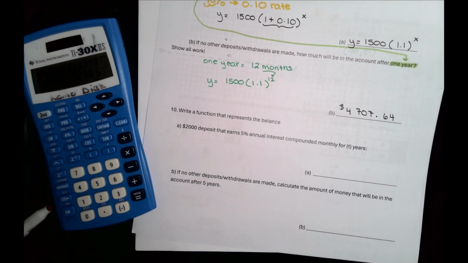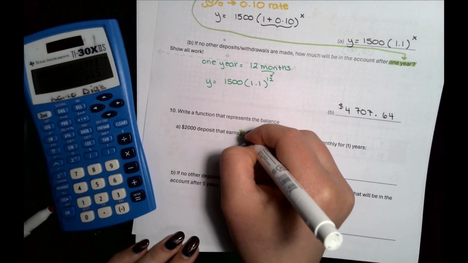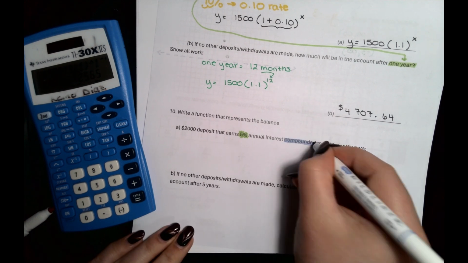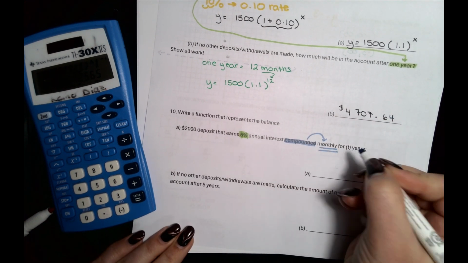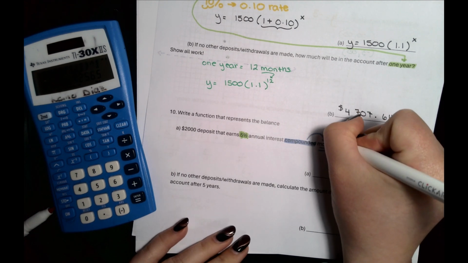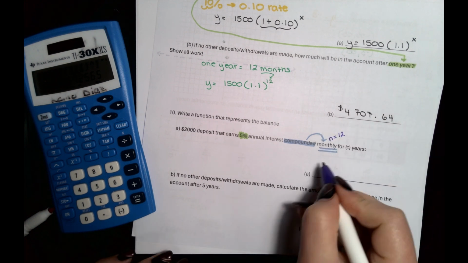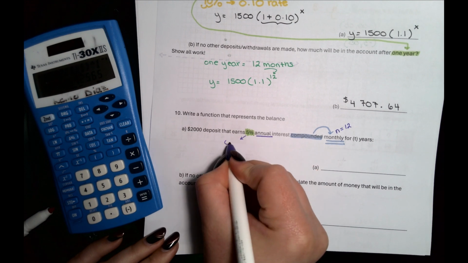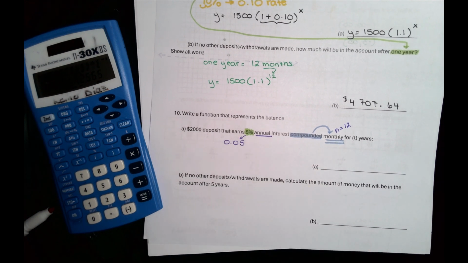Moving on to our last question, write a function that represents the balance. We have a $2,000 deposit that earns 5% annual interest rate. And here's a keyword to know which formula to use: compounded monthly. We did not have this word in any other word problems. That means this compounding is a special formula called a compound formula. This monthly represents your n value, and it tells us how many times things are calculated in 1 year. Your 5% needs to be converted into a decimal, and we start writing our formula.